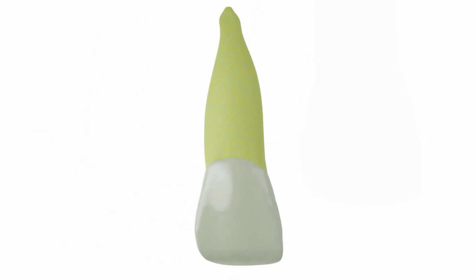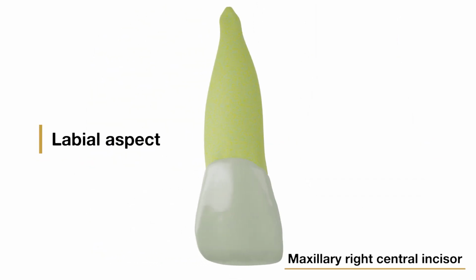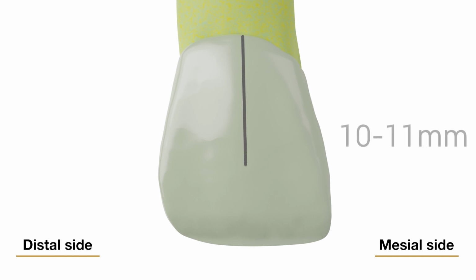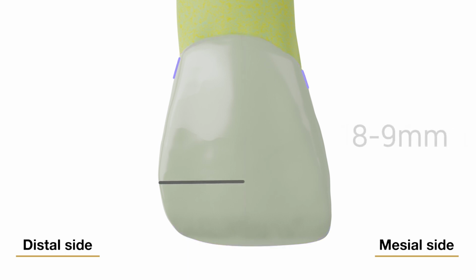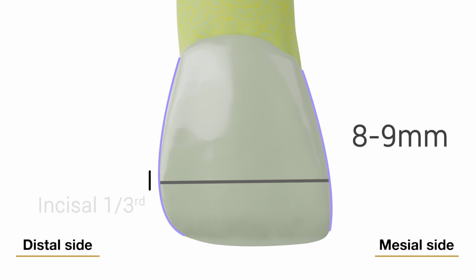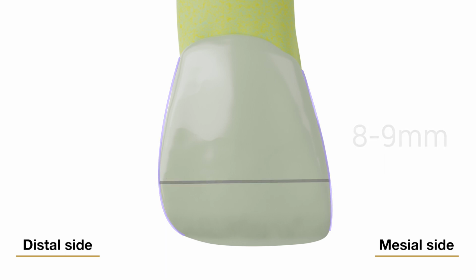Now let's move ahead and start with the labial surface of the maxillary central incisor. Crown of the average central incisor is 10 to 11 mm long from the highest point on the cervical line to the lowest point on the incisal edge. Mesiodistal measurement is 8 to 9 mm wide at the contact areas, which lies in the incisal 1/3 of the crown. Contact points are defined by the crest of the curvature, that is, height of the contour.